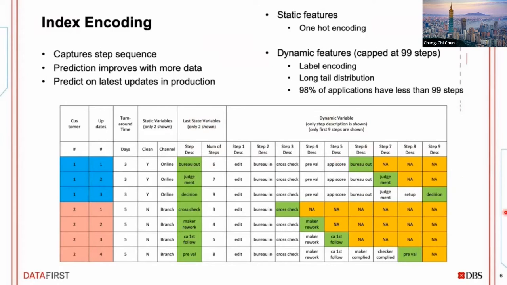Now, the prediction of the turnaround time can be made at the first update or the first row, and it can be refreshed with every new update or additional row. One benefit of using index encoding is that the symbolic sequence of each application can be captured as compared to other types of encoding. Another benefit is that as the application progresses on, the incremental information generated during each step can be used to generate a more accurate prediction of the remaining turnaround time.